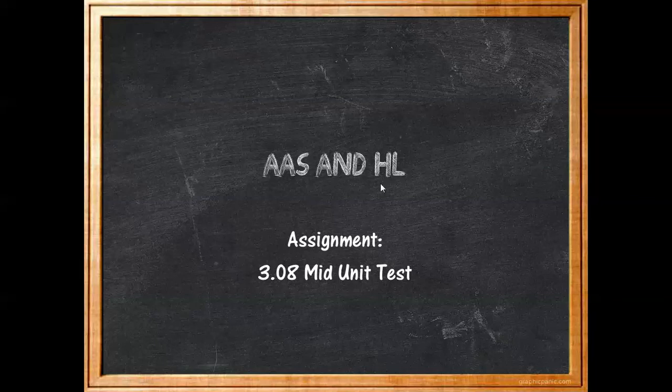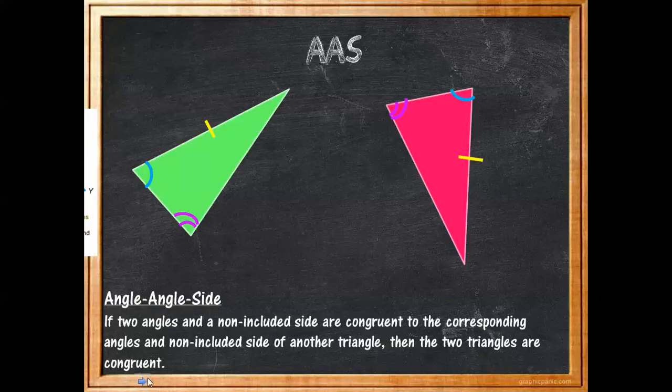In this lesson, we're going to go over angle, angle, side, and hypotenuse leg, which are two other postulates to determine whether triangles are congruent. The first one is angle, angle, side. In angle, angle, side, if two angles and a non-included side are congruent to the corresponding angles and a non-included side of another triangle, then the two triangles are congruent.